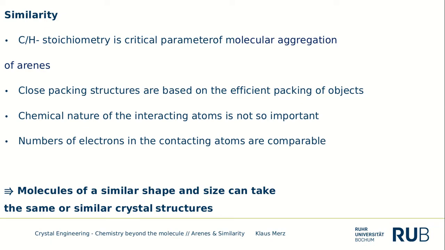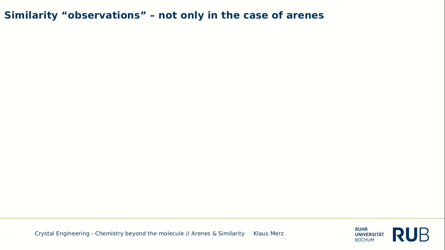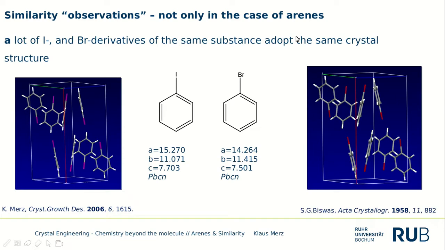This is really interesting. And much more interesting for me is that the observation of similarity is not restricted to hydrocarbons. Have a look here. In the database of crystal structures you will find a lot of iodine and bromine derivatives, the same substance, that have exactly the same crystal structure.